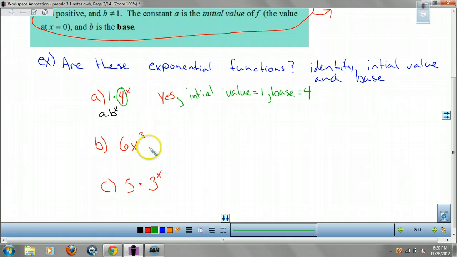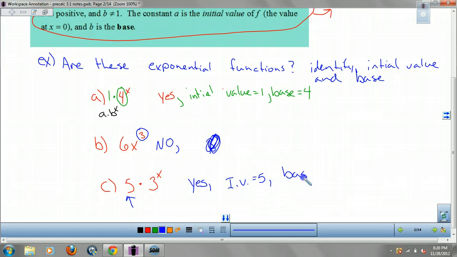Okay, let's take a look at b. We have 6 times x to a third. Is this exponential? No. This has to be taken to the x power for it to be exponential. Now if I would write 3 to the x, that'd be yes. But it's not, because you're taking it to the third. This one then is going to be yes. Our initial value is 5. And our base, 3.